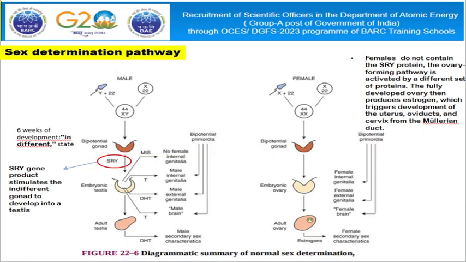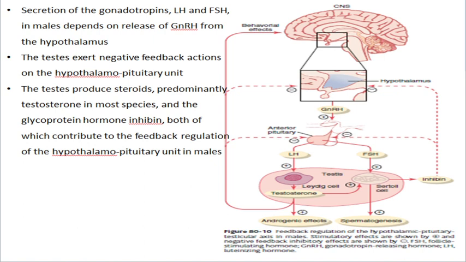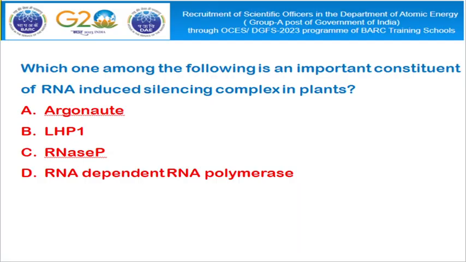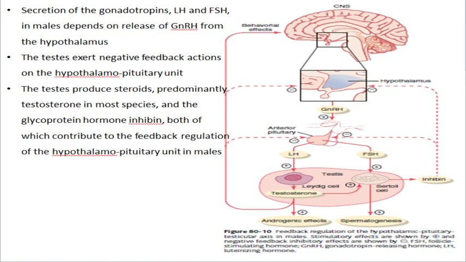Okay. Next, regarding inhibin, it will be produced by your Sertoli cells, which generally inhibit the secretion of FSH and LH from the pituitary gland, and GnRH, that is gonadotropin-releasing hormone, from the hypothalamus. It will be having a negative feedback mechanism.